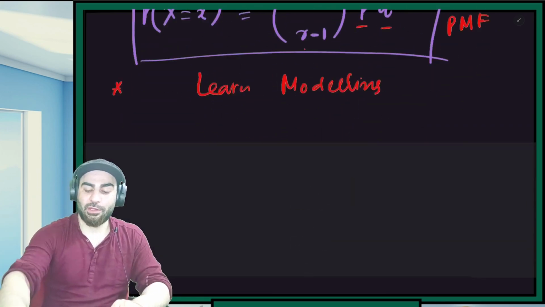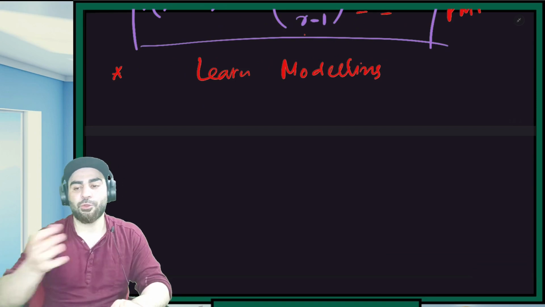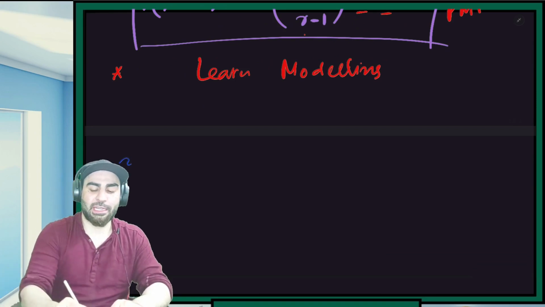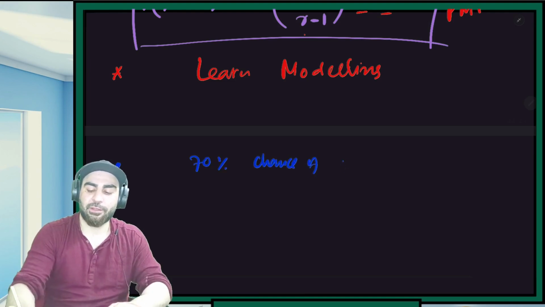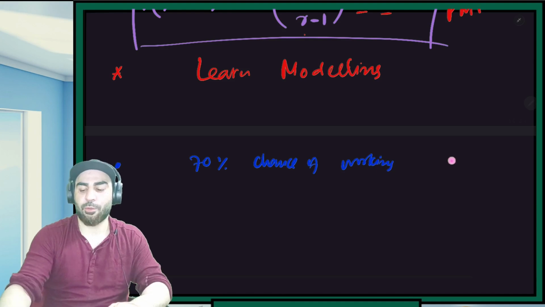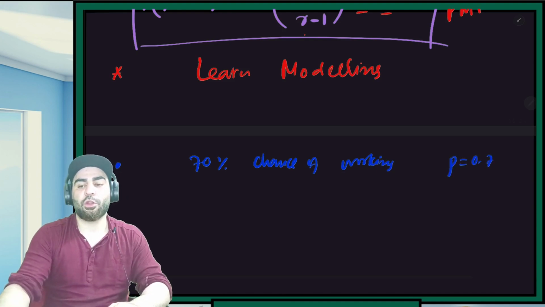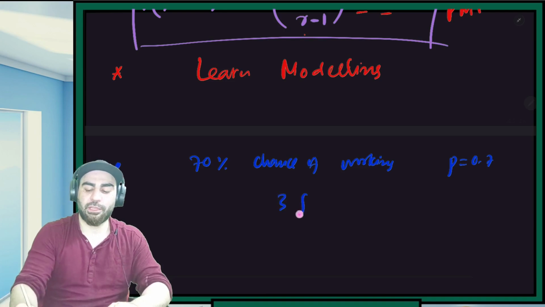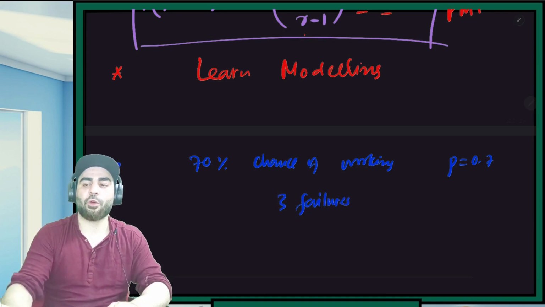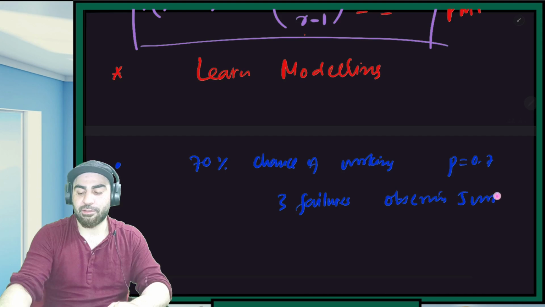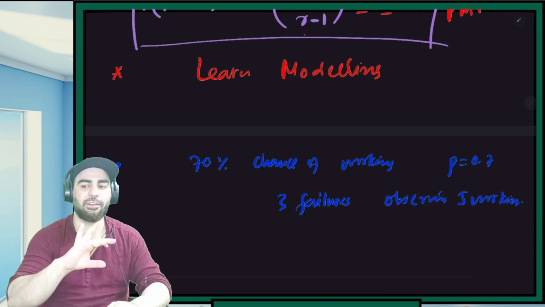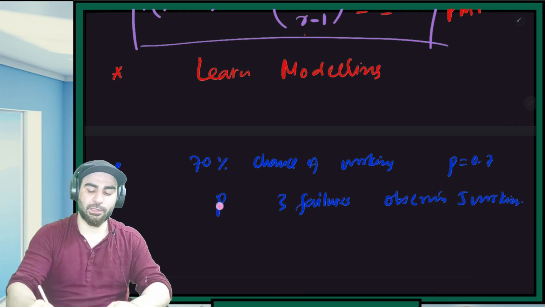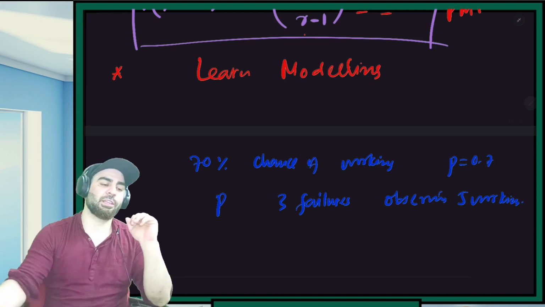Okay, now I'll give you a question. Suppose you are running a quality test on batteries, and each battery has a 70% chance of working. That is the success probability. Success probability is 0.7. You want to find the probability that you observe 3 failures before observing 5 working batteries. So what is the probability of this? You want to see 3 failures before you see 5 batteries working.